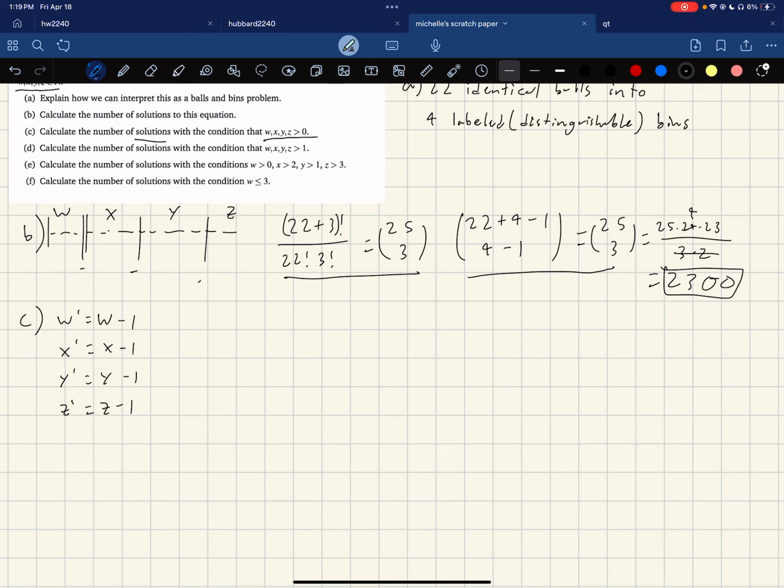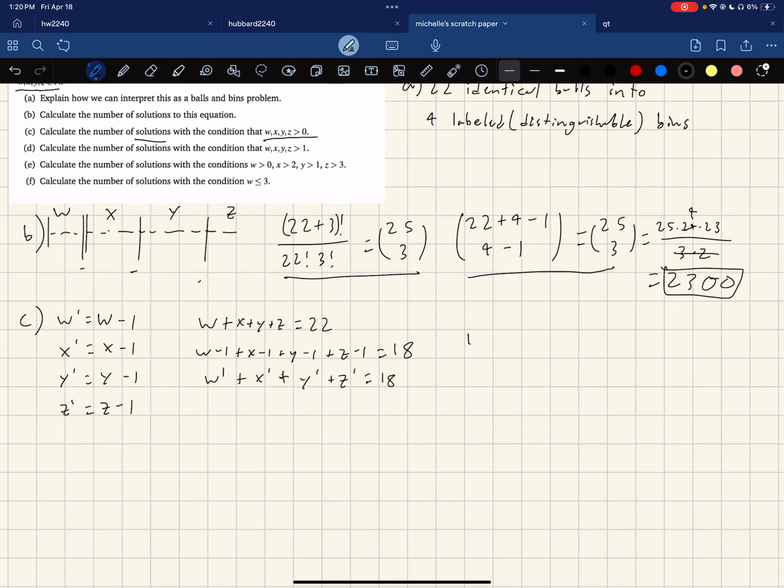Okay, now let's write out this equation. We have W plus X plus Y plus Z equals 22. So we subtract 4 from each side, so we have w minus 1 plus x minus 1 plus y minus 1 plus z minus 1 equals 18, and then we have w prime plus x prime plus y prime plus z prime equals 18. Now this is exactly the same question as the first part.